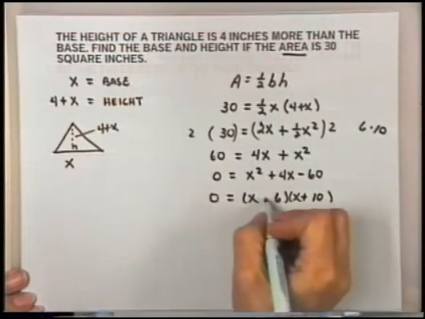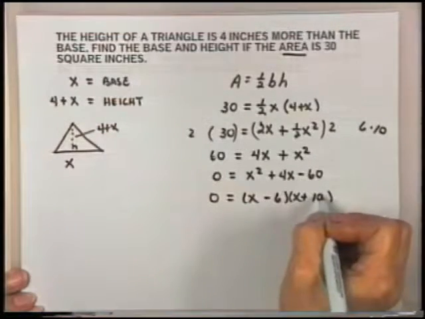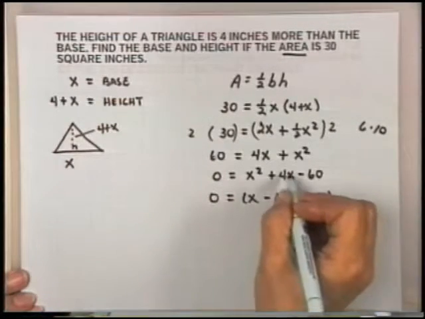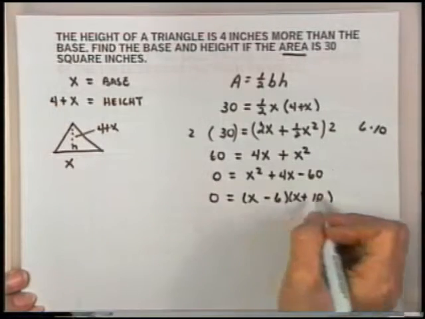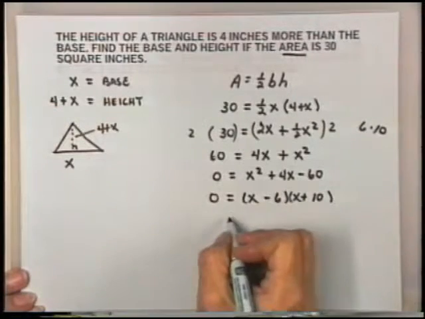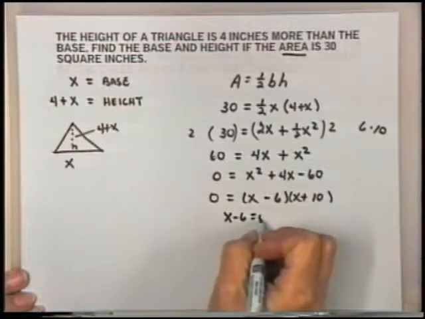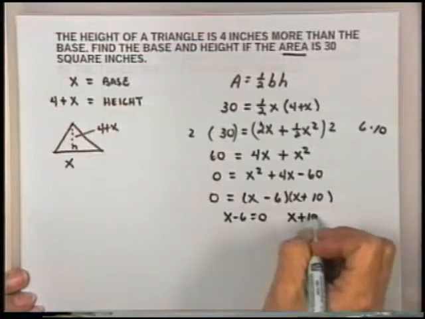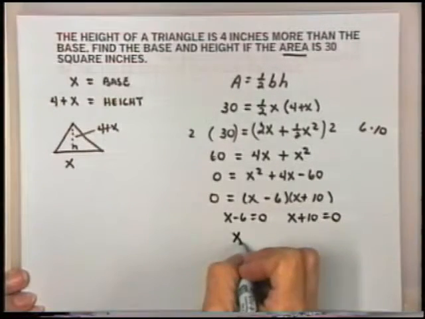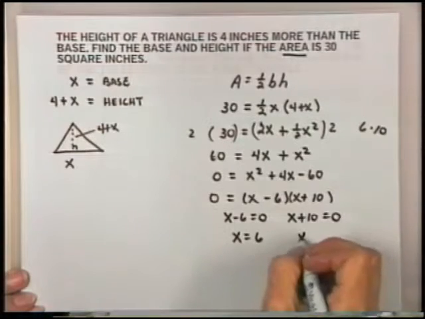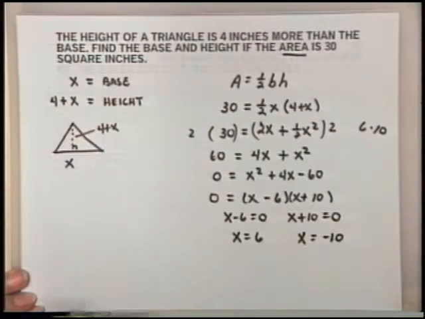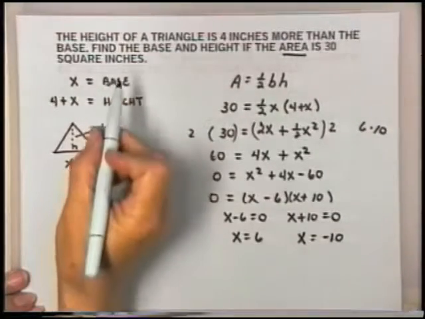If I put a plus sign on this 10 and a minus sign on the 6, we have a plus 10x, minus 6x is plus 4x, and we have our negative 60. Setting each factor equal to 0, and then solving, I have x equals 6 or x equals negative 10.